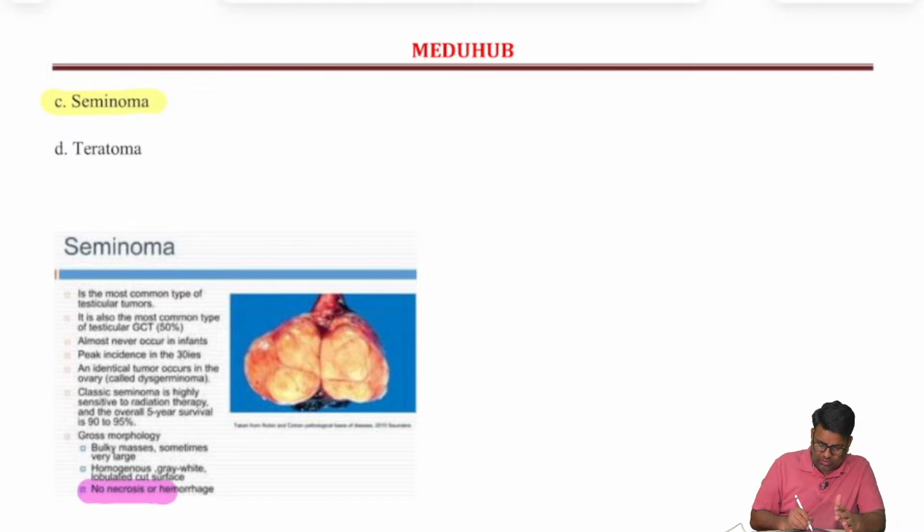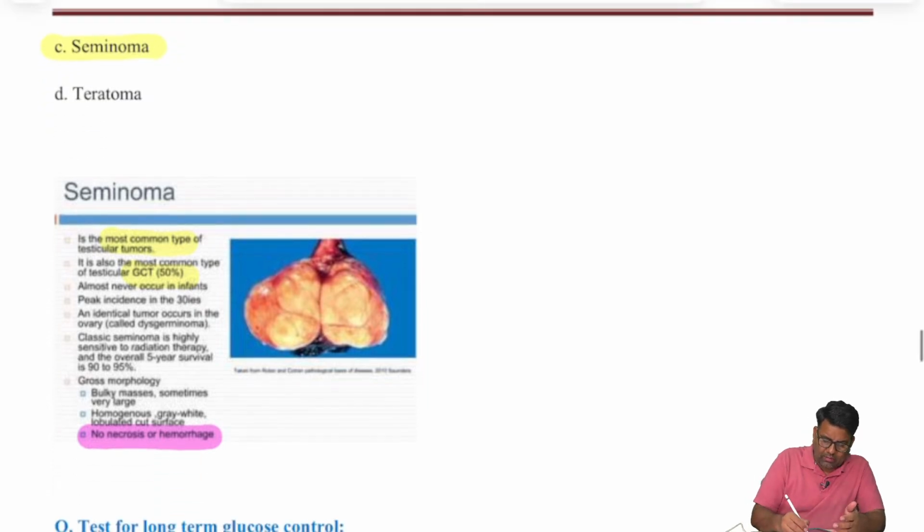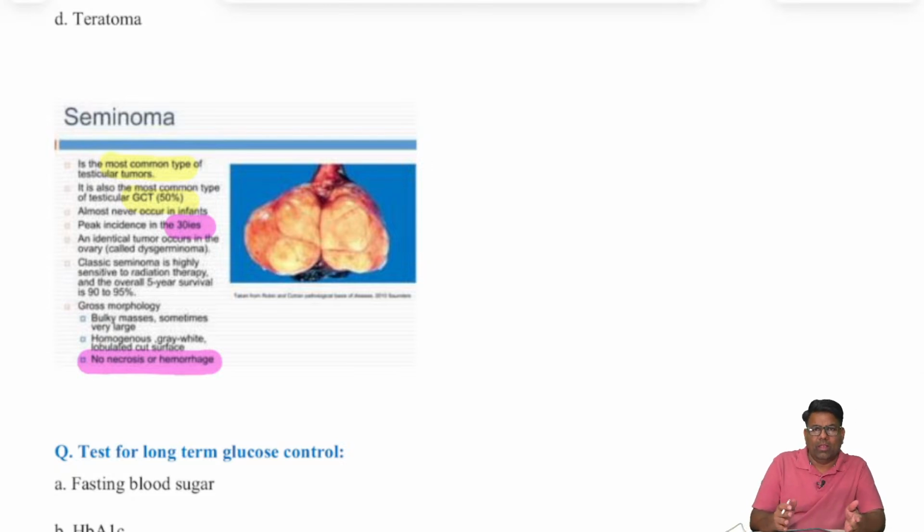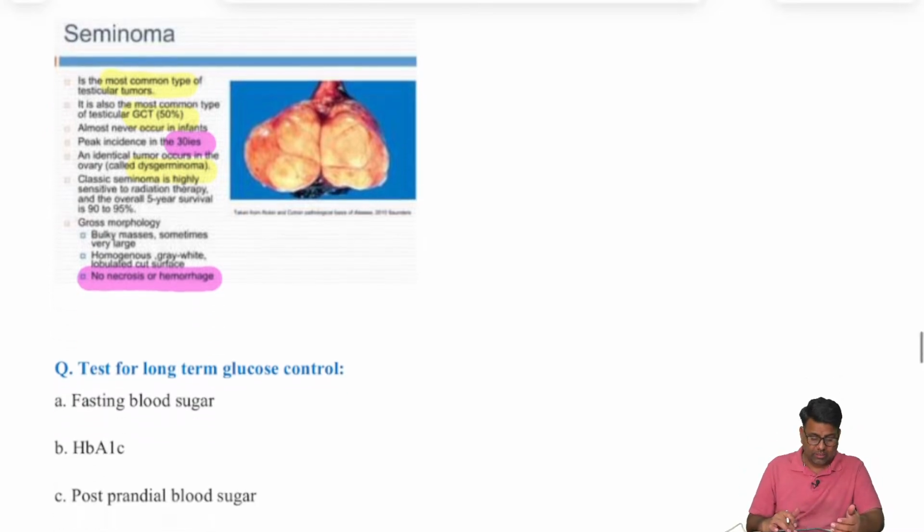There is no necrosis or hemorrhage in the testicular pathology. This goes more in favor of seminoma, and of course, it is one of the most common tumors of testes, especially the germ cell tumors. And classically, the age is between 30 to 40, right? So this is seminoma, and yes, the female or ovarian counterpart is this. There are few things which you should remember for seminoma.